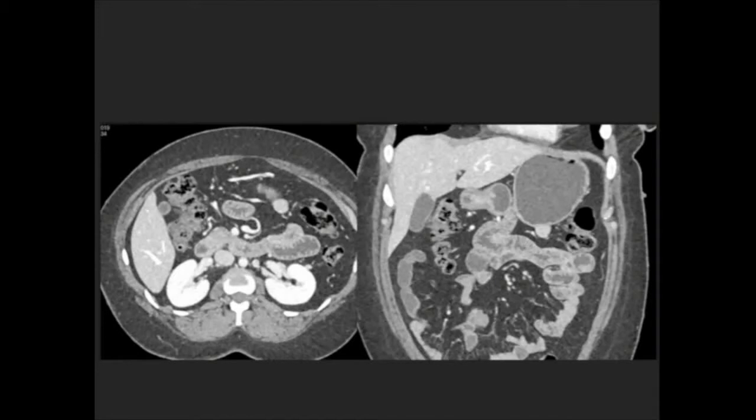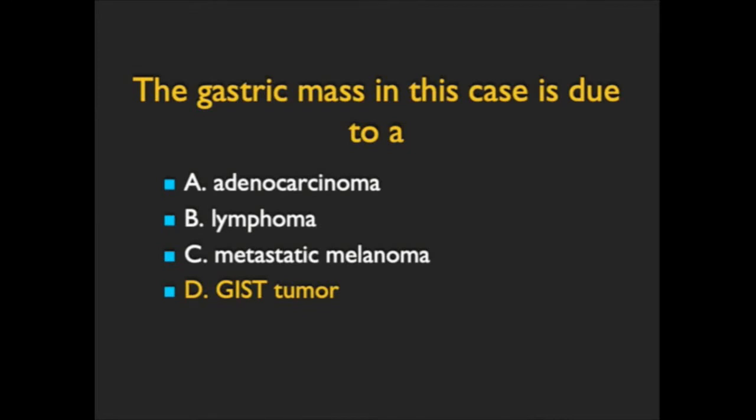That's not the appearance of an adenocarcinoma, that's not a lymphoma, and it's not an implant. This is a GIST tumor. Now remember, we think about GIST tumors being larger, but they can be small. I think a lot of people will have these simply followed when they're this size. Just a very nice example.